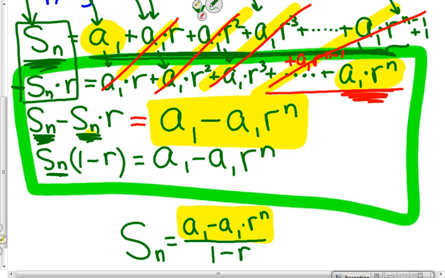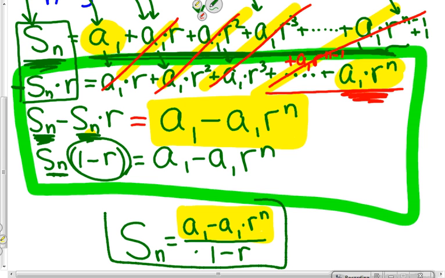Last step, how do you get S sub n by itself? Divide both sides by 1 minus R. And that's why it ends up in the denominator under that numerator. That is the derivation, which means kind of like the proof of why that formula works. Okay?